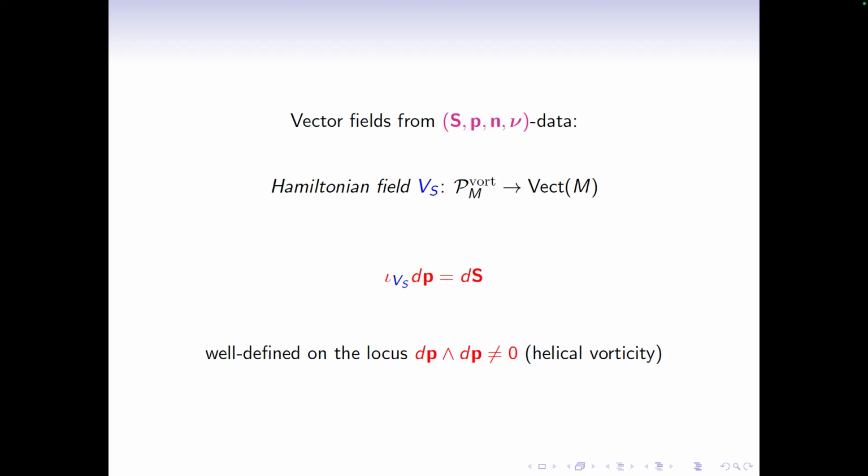And so the extrema of this functional are the solutions of the Hamilton equations. And in terms of forms, this is just the solution of the equation ds is equal to iVs dp. This is well defined if I'm outside the locus where the 2-form dp degenerates, then this equation can be solved. So Vs can be written as dp inverse of ds.